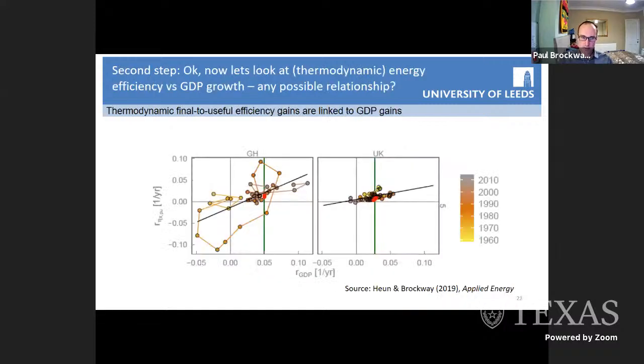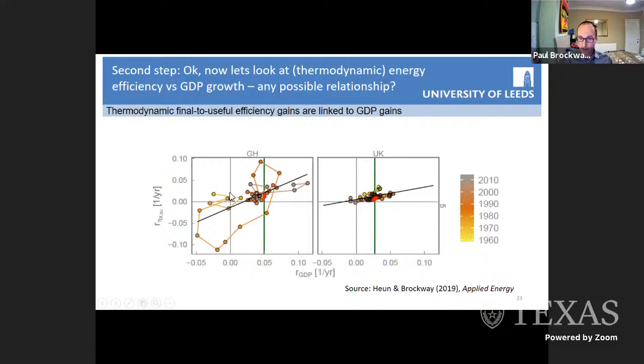In the next pieces of work that we've been doing, we've been looking at how the energy efficiency measured on a thermodynamic basis can be plotted against GDP growth to see if there was any possible relationship that might exist. And interestingly, we picked two countries to study. We looked at Ghana and we looked at the UK. And Ghana is growing quite quickly now. It didn't in the past.